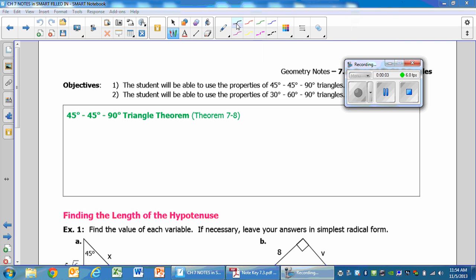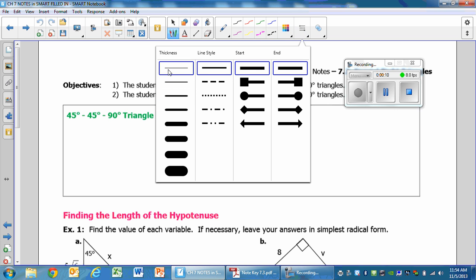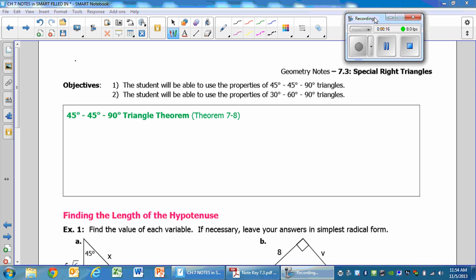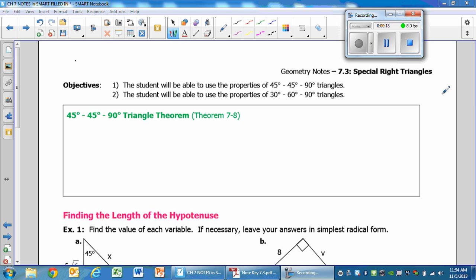Good evening. Today in class we did book work on 7.2. If that's not finished, then that's your homework as well as watching this video and filling in our notes and our examples. So tonight we're going to learn 7.3, special right triangles.